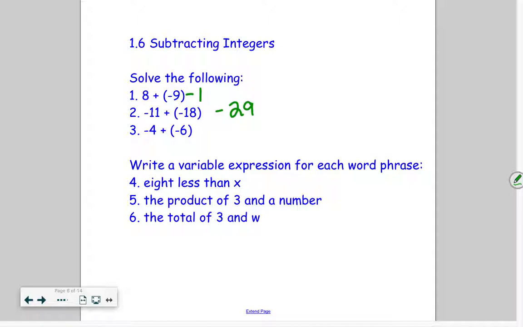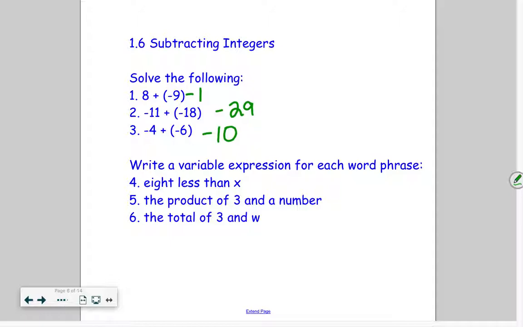Number 3, we have 4 negatives, so we went from 0 to negative 4, and we have 6 more negatives. Where are we going to end? Negative 10. So a negative plus a negative is still going to be a negative answer, just like a positive plus a positive is a positive answer, right?